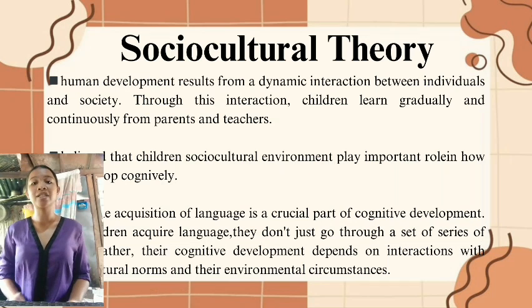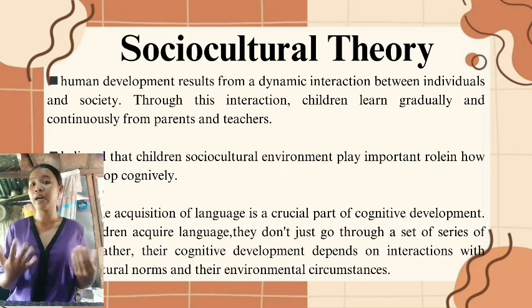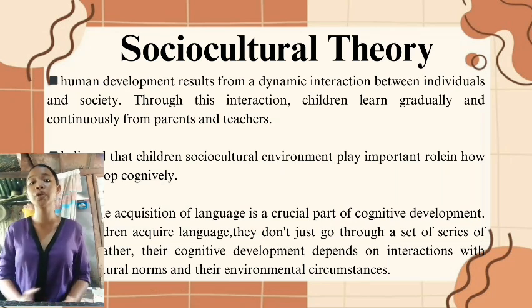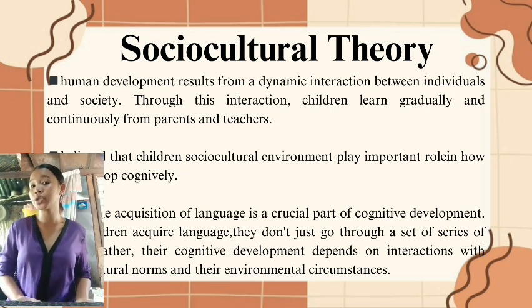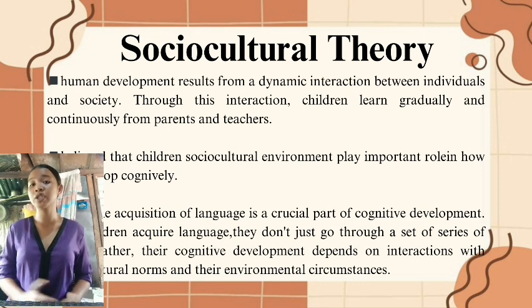In Vygotsky's sociocultural theory, he believed that children's sociocultural environment plays an important role in how they develop cognitively. He also viewed the acquisition of language as a crucial part of cognitive development, where after children acquire language, they don't just go through a set series of stages. Rather, their cognitive development depends on interaction with adults, cultural norms, and environmental circumstances.